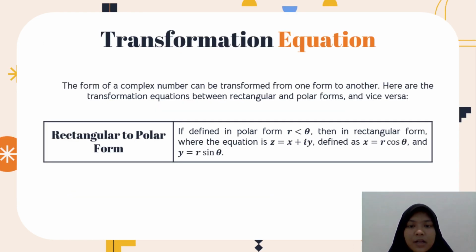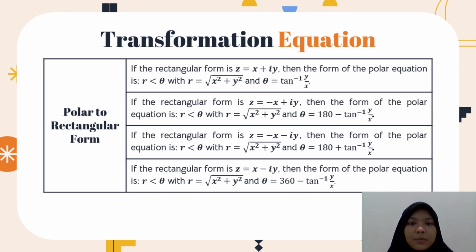Next is the transformation equation. The form of a complex number can be transformed from one form to another. Here is the transformation between rectangular and polar form. The first one is polar to rectangular form. If defined in polar form r ∠ theta, then in rectangular form the equation is z equal to x plus iy, defined as x equal to r cosine theta and y equal to r sine theta.